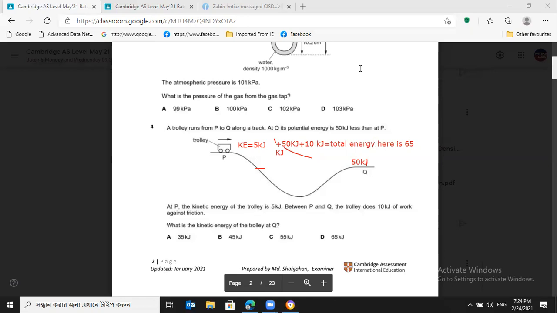Wait for a while. What is the kinetic energy of the trolley at Q? We have only 1.5 minutes, right? Can we continue it next meeting after 5 minutes, please? Sure, sir. Yes, sir, because we cannot finish it now.